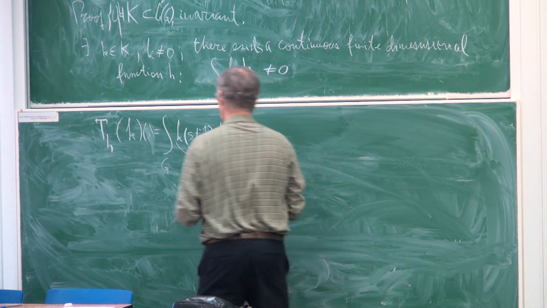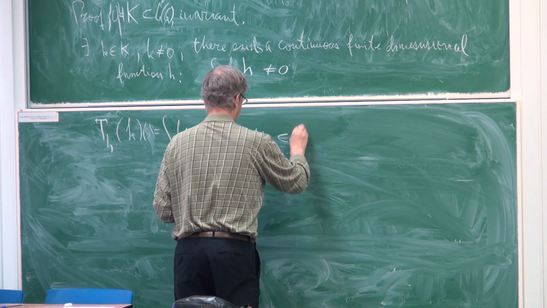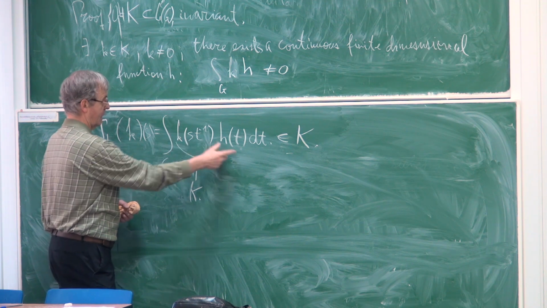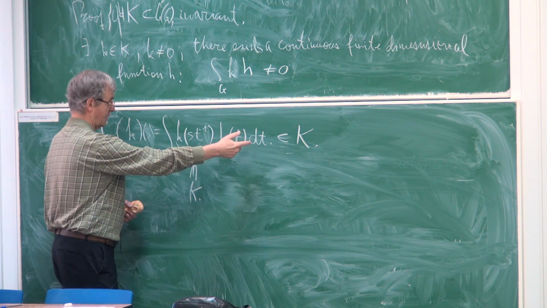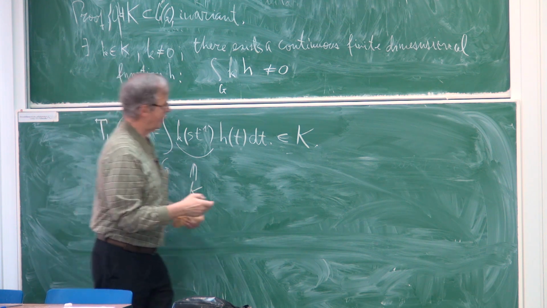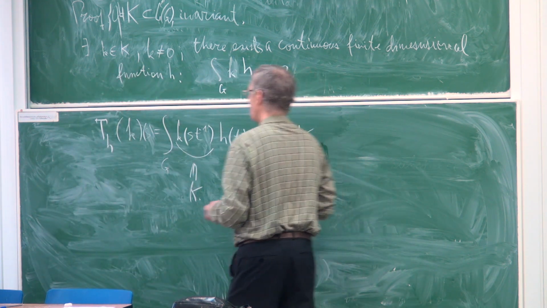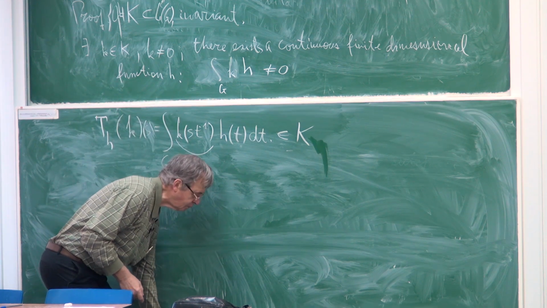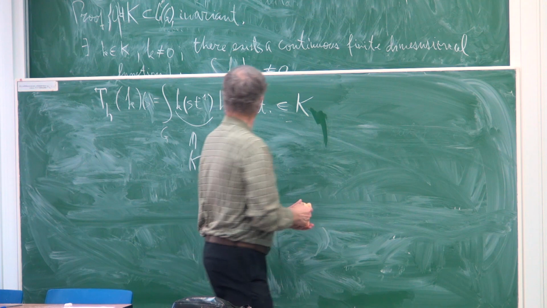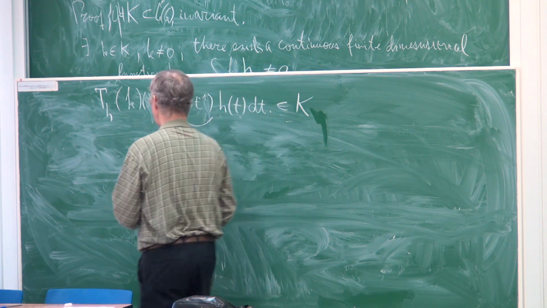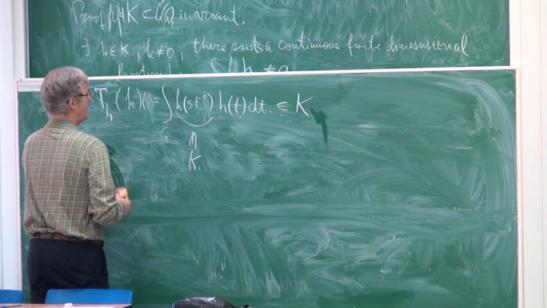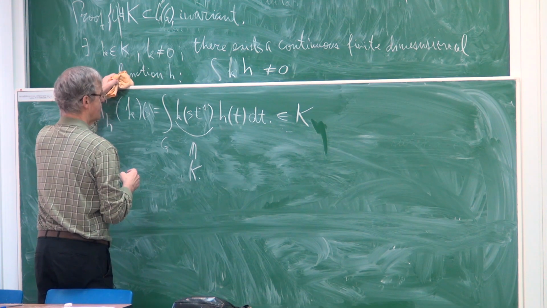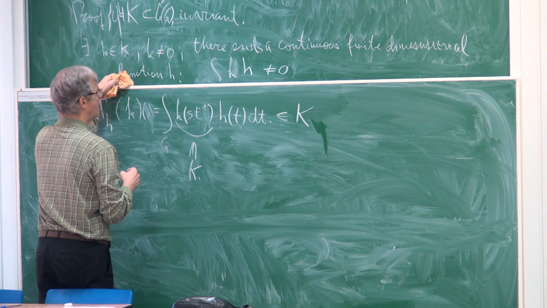So what does this mean? This means that this is also in K. If we integrate something in K with a continuous function, we obtain also something in K. So this function lies in K. It is non-zero. Okay.